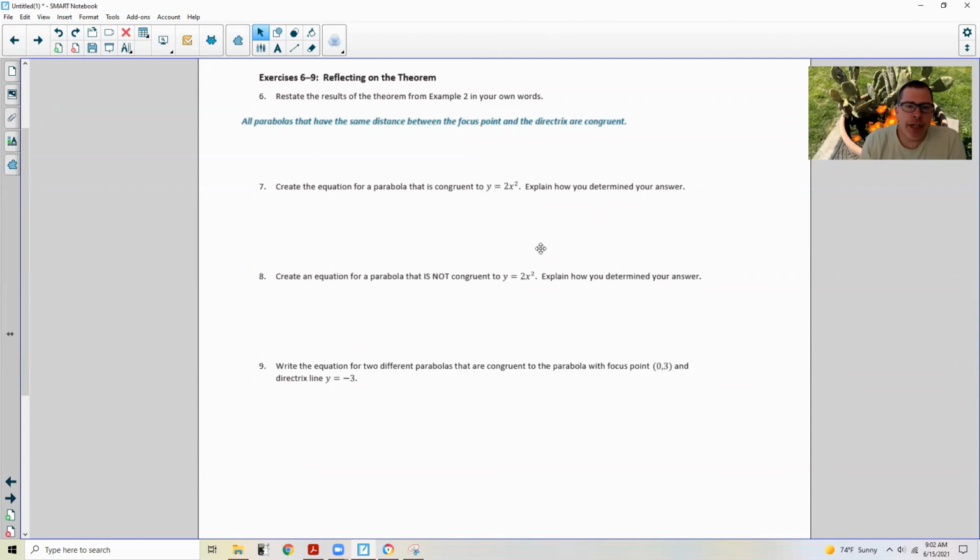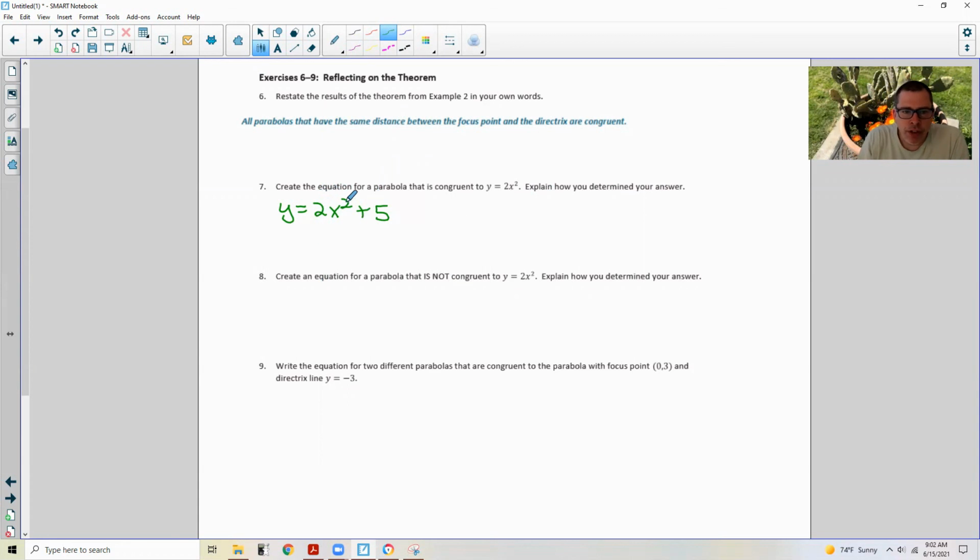Number 7 says to create the equation for a parabola that is congruent to y equals 2x squared. Explain how you determine your answer. So how about this? y equals 2x squared plus 5. What did I do? I just took that parabola here and shifted it up 5 units. Didn't change its shape. In other words, the distance between the directrix and the focus stayed the same because my a did not change. So that's what we would want to say.